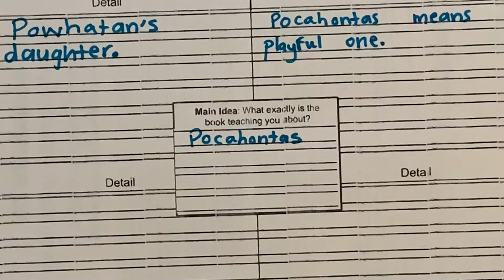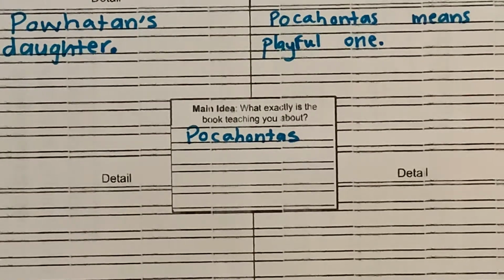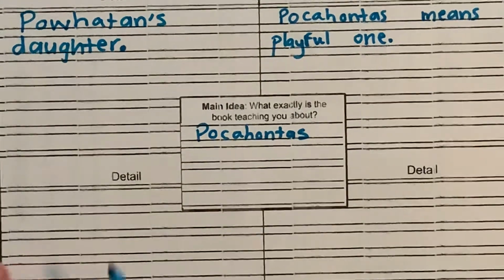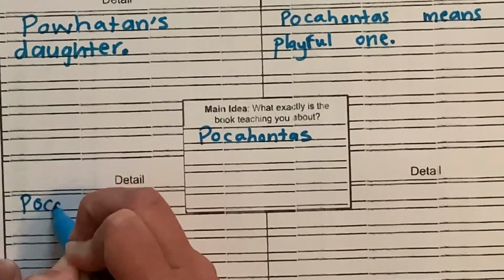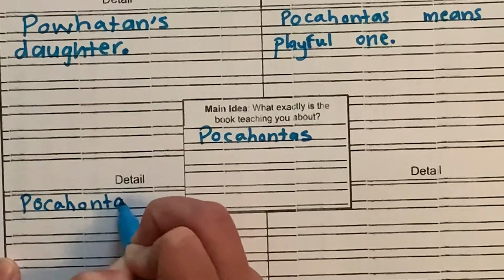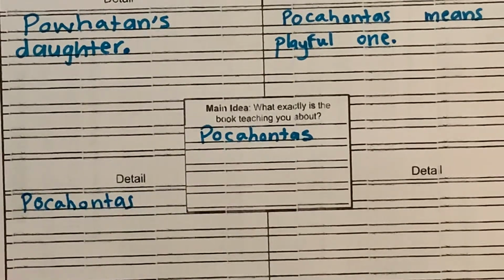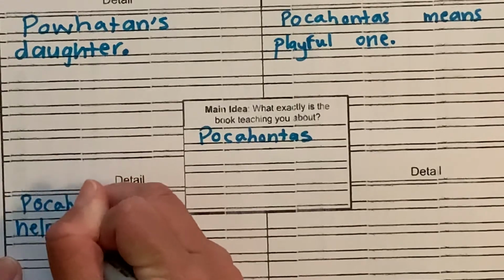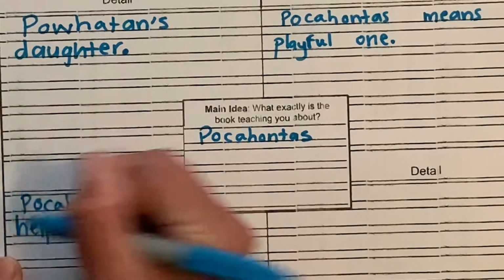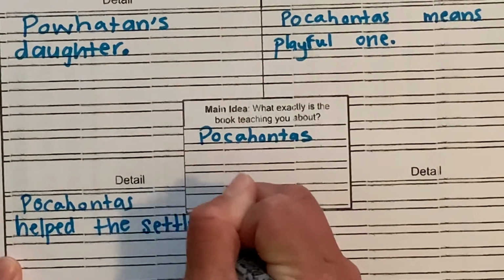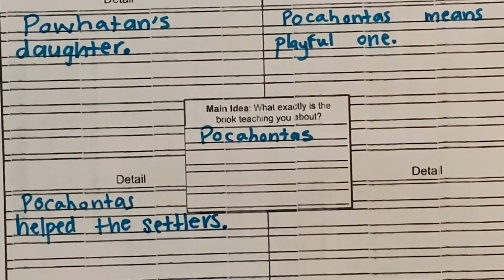What else was important in the text? What else did the text share with us about Pocahontas? Another detail. Yep, Pocahontas helped the settlers. You might be thinking of a different one, and that is okay. It does not have to be in the same order, and you might have different details that you remember. So Pocahontas helped the settlers. And remember, the settlers were the people that sailed across the ocean and landed in Jamestown.